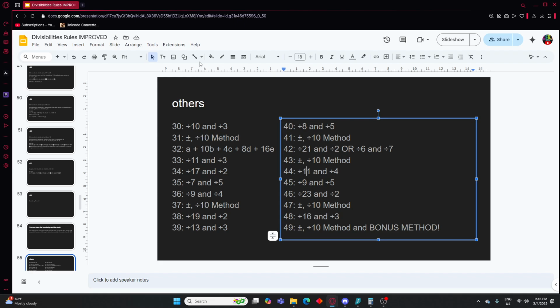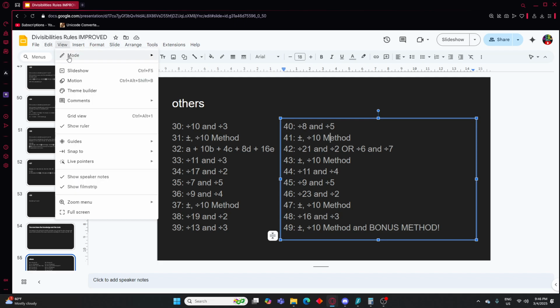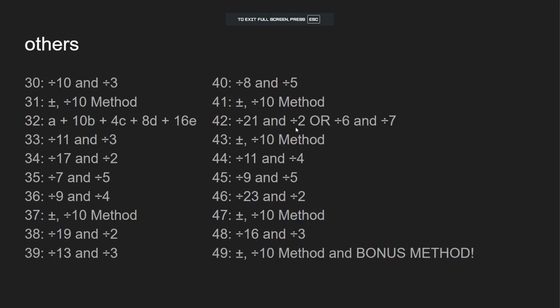Is that correct? 5, 10, 15, 20, 25, 30, 35, 40. Yeah, that has to be correct. Yep. 41, hold on here. 41, doing the method because it's a prime number.